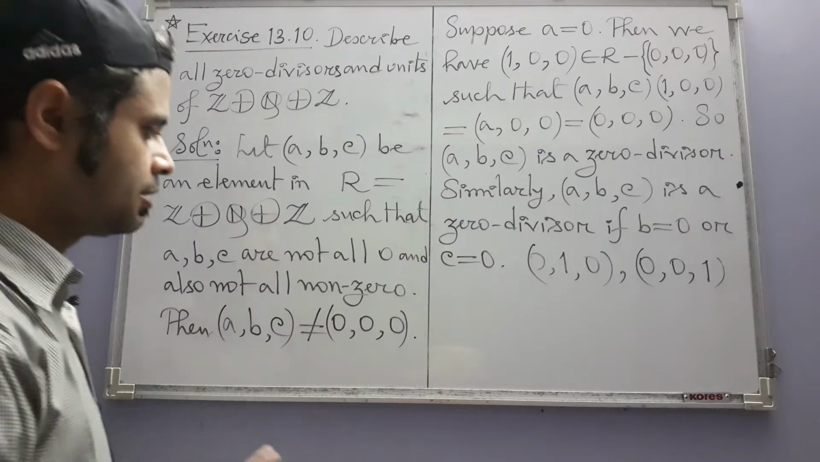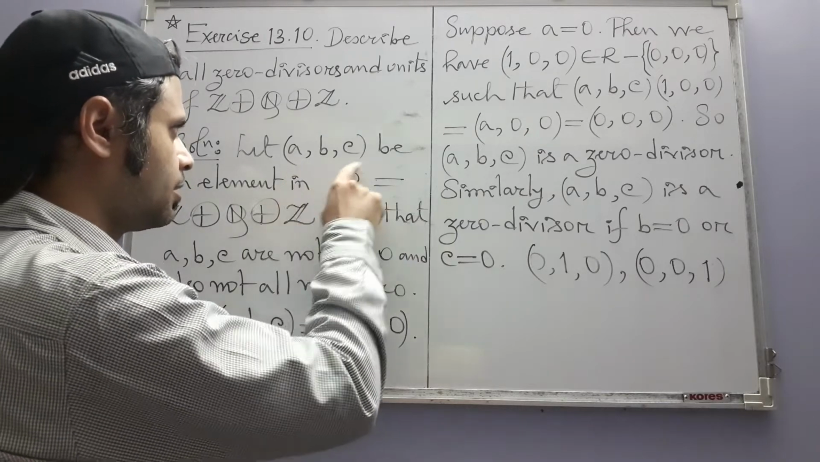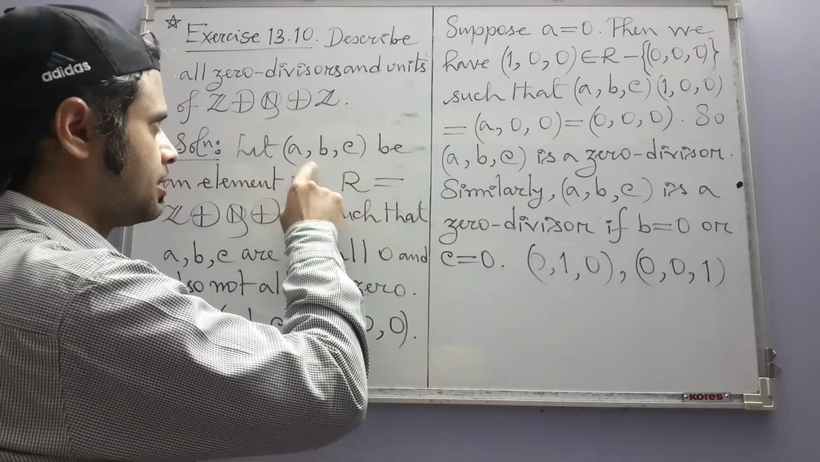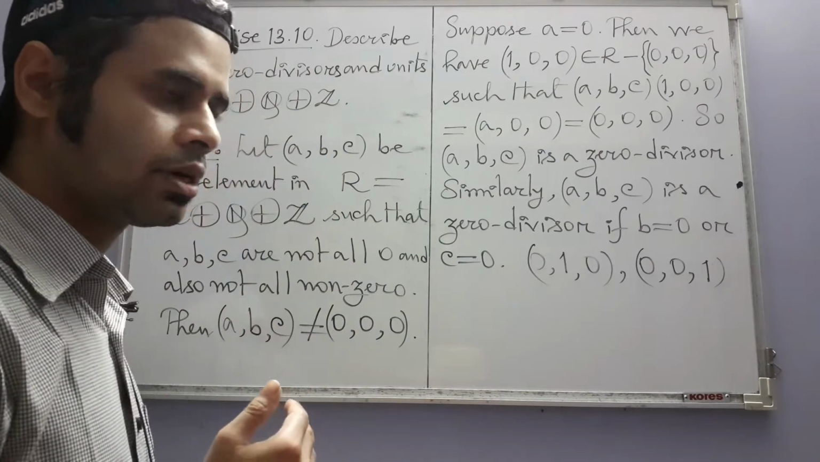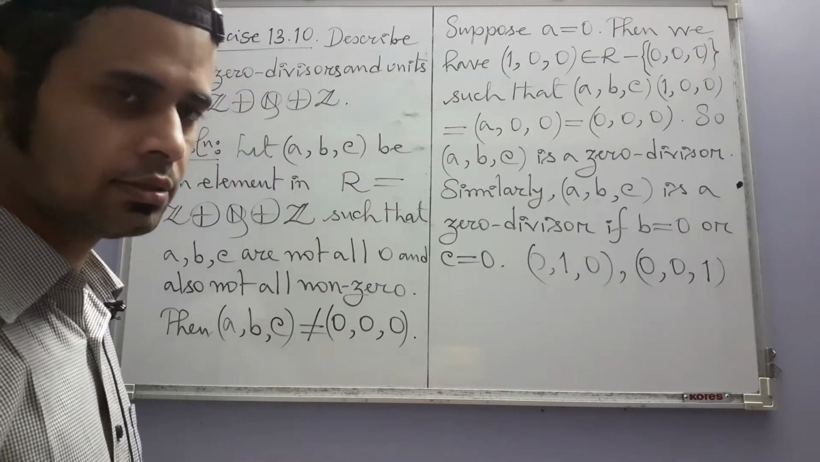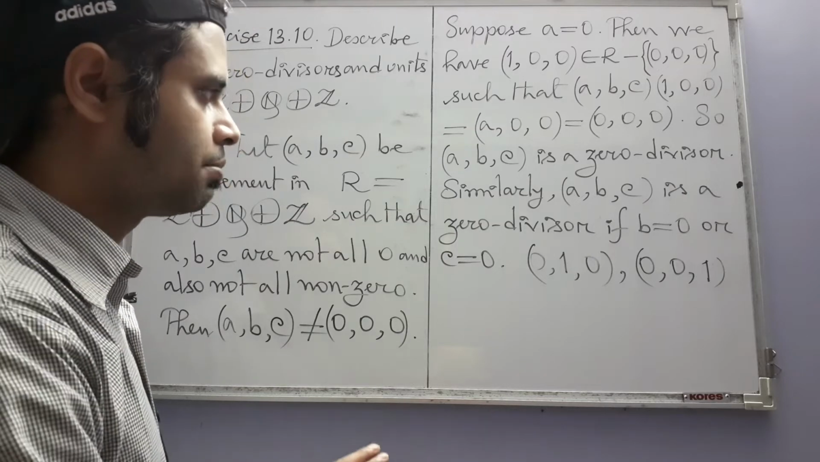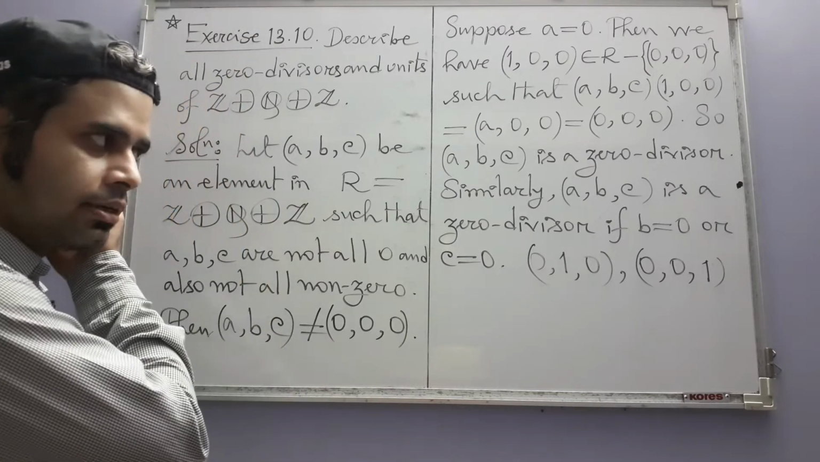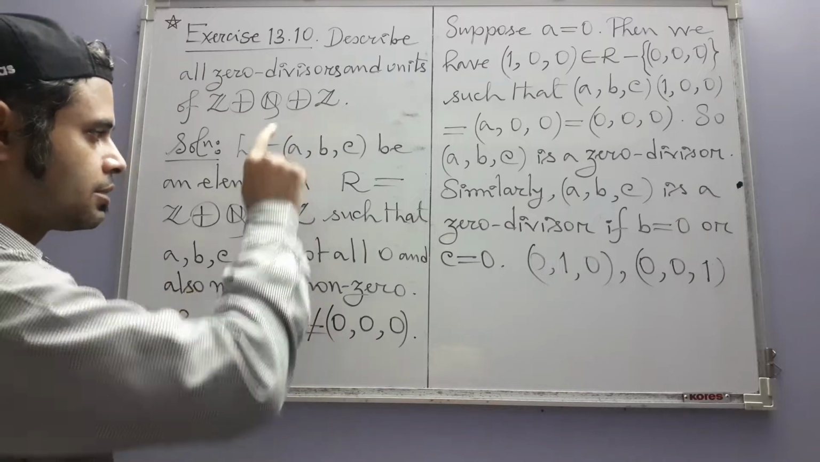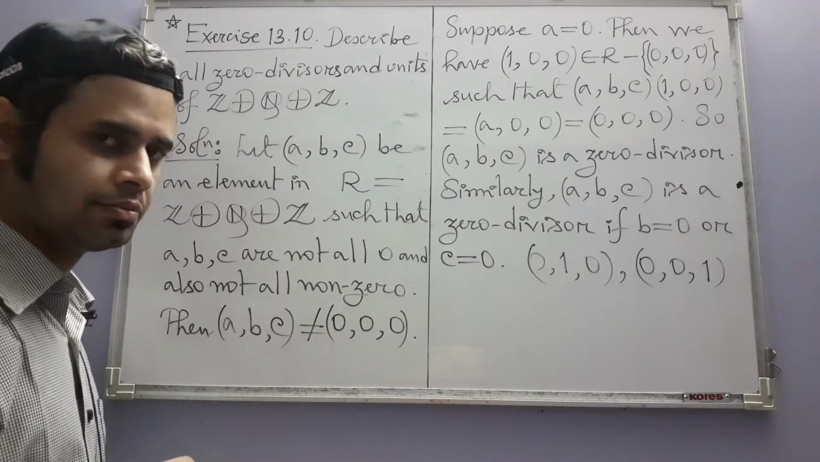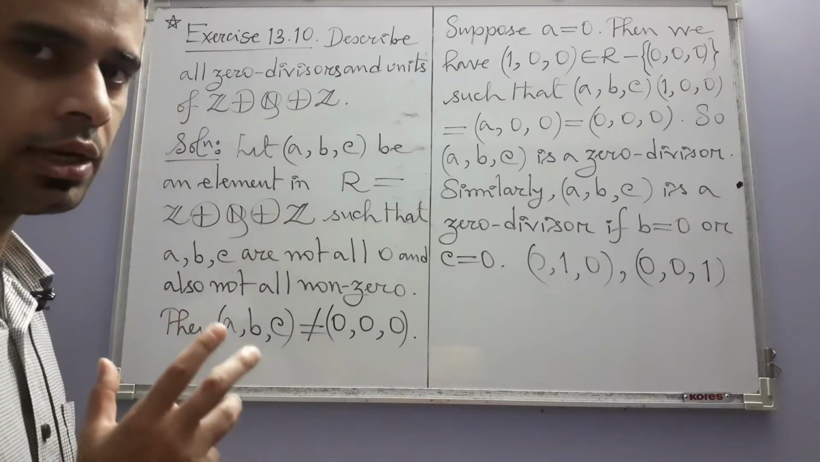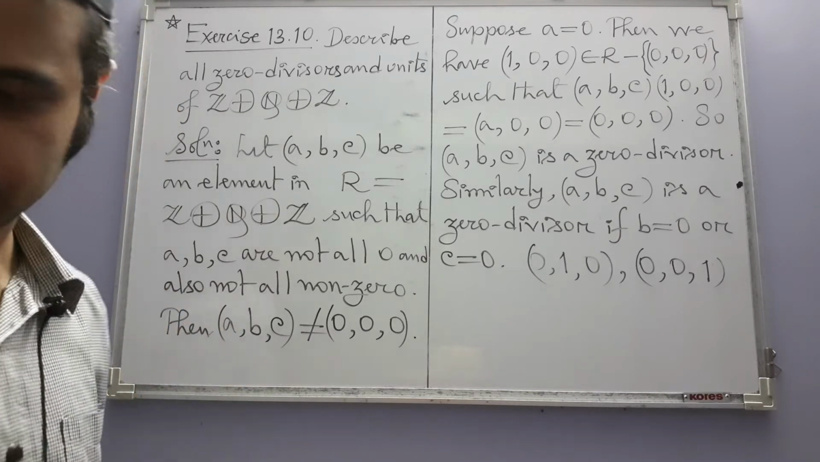So what we have seen is that if we take an ordered triple, an element in our ring which has both 0 as well as non-zero components, then it is a zero divisor. Now we will prove the converse, that if we consider a zero divisor in our ring, then it must be like (a, b, c), that is, it must have 0 as well as non-zero components.